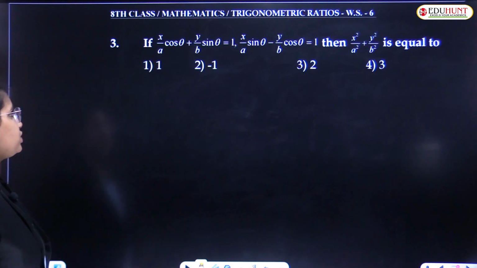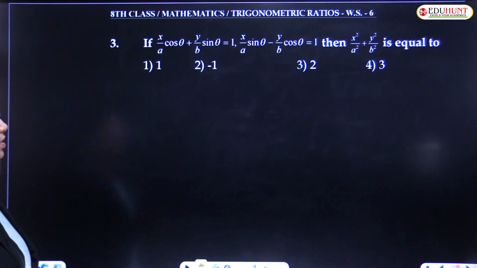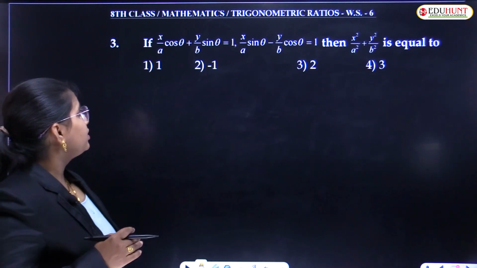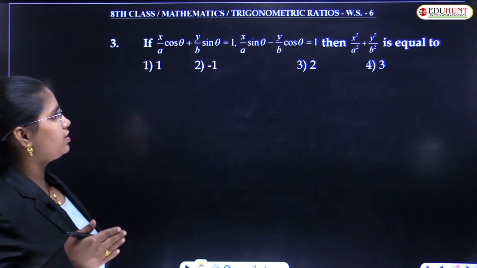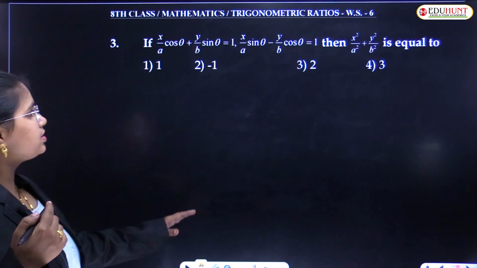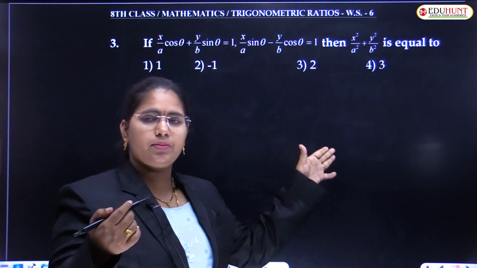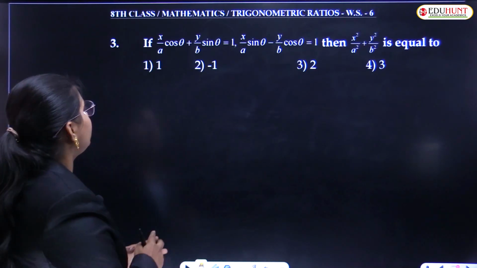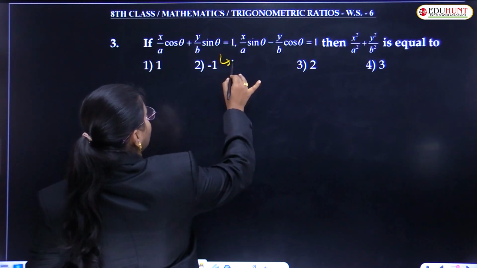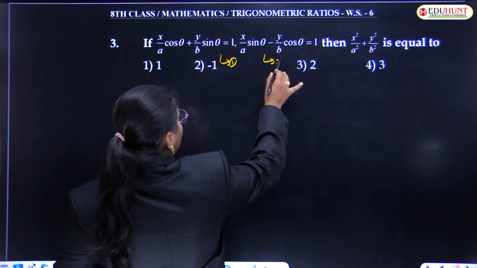So what is my next question? If x by a cos theta plus y by b sin theta is equal to 1, and x by a sin theta minus y by b cos theta is also equal to 1, then x square by a square plus y square by b square is equal to what? Let me take this as my first equation and this as my second equation.